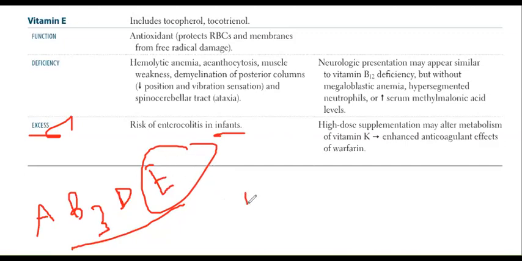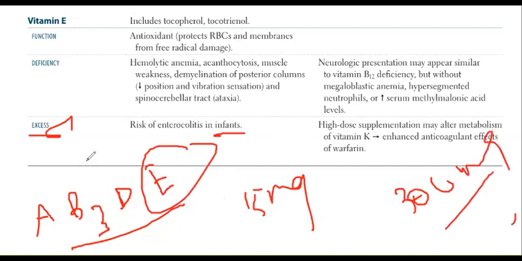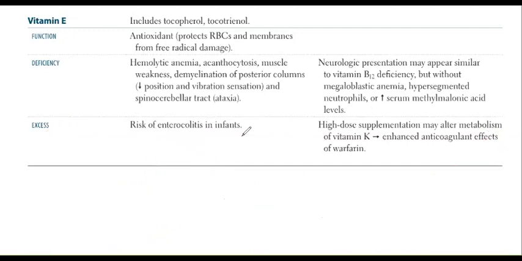The dose for vitamin E is normally 15 milligrams, okay? But even if you give 300 mg, it will not cause toxicity. Okay, so these are your points. In infants, when there is an excess of vitamin E, it causes enterocolitis. Enterocolitis means your gut lining, your small intestine and your colon, your large intestine, are inflamed. We see inflammation of the small and large intestine, so that is called enterocolitis.